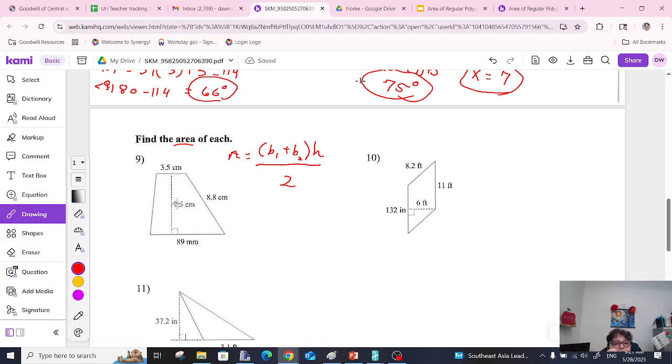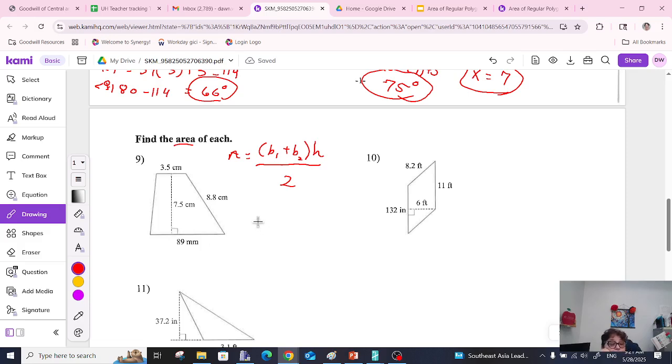And centimeters, in CUDA, they always have you go to the highest unit. And the largest unit would be centimeters. So I'm going to convert 89 millimeters to centimeters. Does anybody know how many millimeters is in a centimeter? 10. And since I'm going from a smaller unit to a larger unit, I'm going to divide.